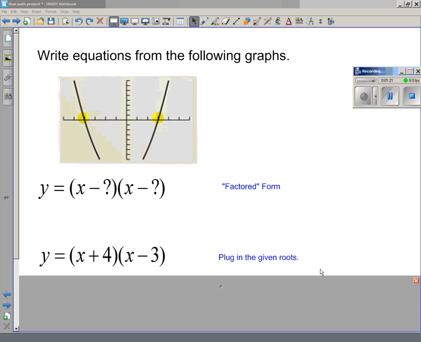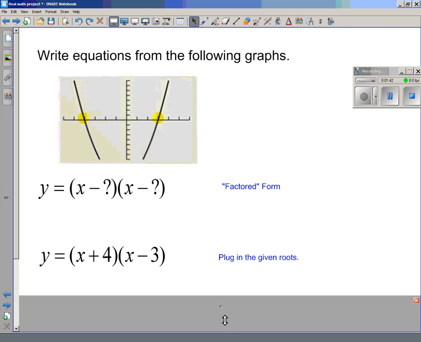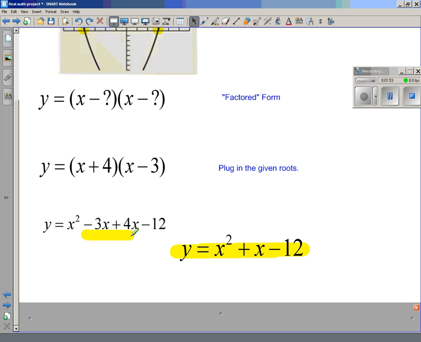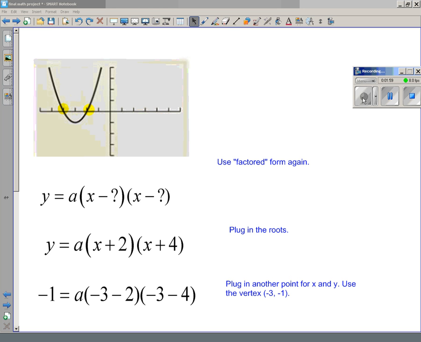For the next 3 examples, we have to write equations from the following graphs. In the first graph, the roots are (0, negative 4) and (0, 3). You have to plug these numbers into the factored form. Plug in the 3 and 4 into the factored form to get y equals (x plus 4)(x minus 3). When you FOIL that out, you get y equals x squared minus 3x plus 4x minus 12. And all that's left to do is combine the like terms to get y equals x squared plus x minus 12.